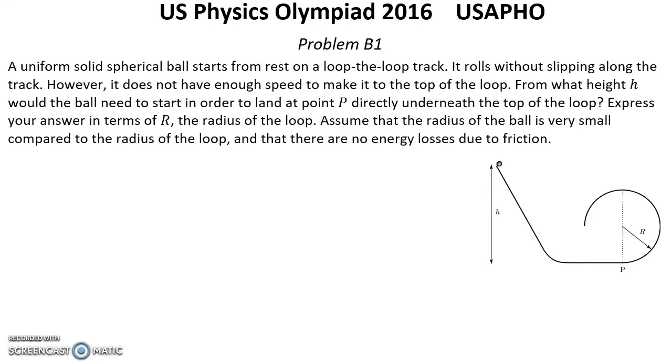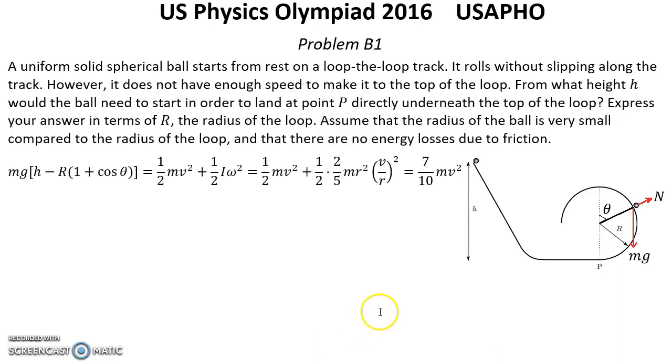Solution for problem B1. First, let's write the energy conservation equation. If the angle of loss of contact with the track is theta, we can write this equation: the total change of potential energy equals the kinetic energy of translational and rotational motion, 1/2 mv squared plus 1/2 I omega squared.